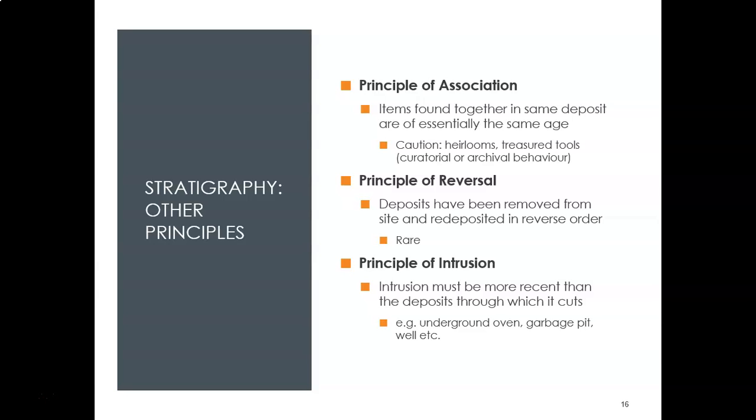So I already mentioned association, or the principle of association, where items that are found together within the same depositional unit, within the same strata or layer, are essentially the same age. Of course, as archaeologists, we have to be a bit cautionary on this, because we do have curatorial or archival behavior in humans, right? We might have some sort of treasured object that we then carry forward with us. So it could be a lot older than the associated objects it's found with. Many of you in your homes might have an object that is quite old compared to the house itself, right?